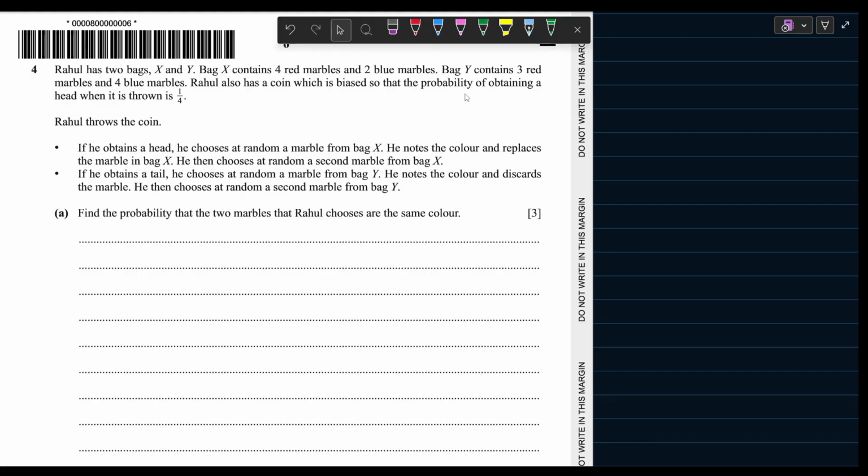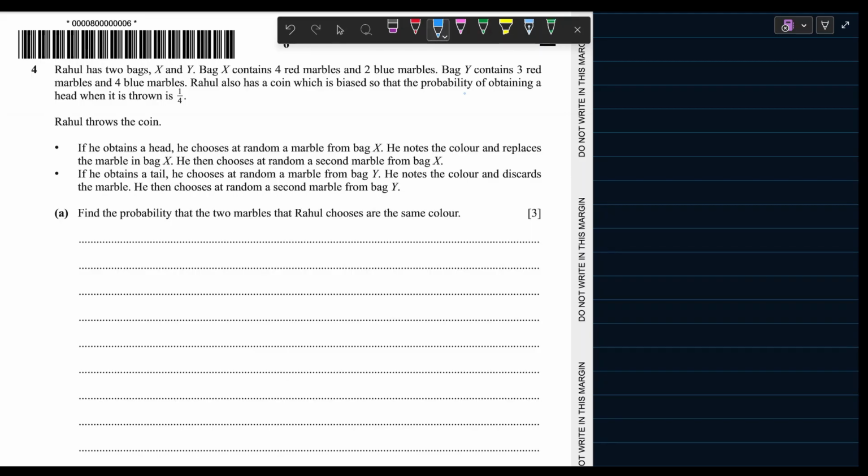If he obtains a head, he chooses at random a marble from bag X. He notes the color and replaces the marble in bag X. He then chooses at random a second marble from bag X. If he obtains a tail, he chooses at random a marble from bag Y. He notes the color and discards the marble. He then chooses at random a second marble from bag Y. Part A. Find the probability that the two marbles that Rahul chooses are the same color.